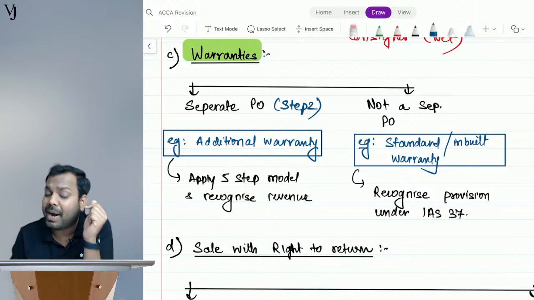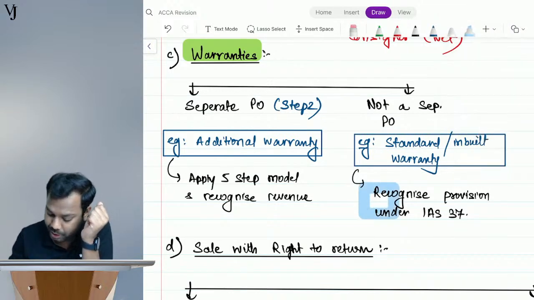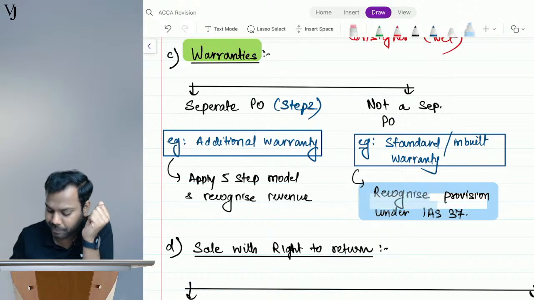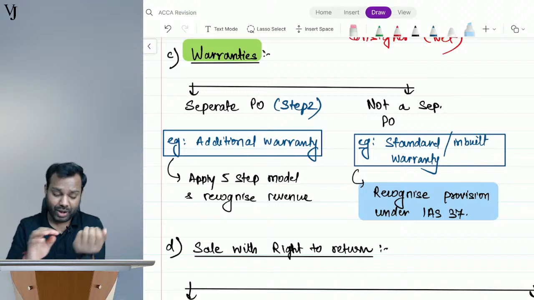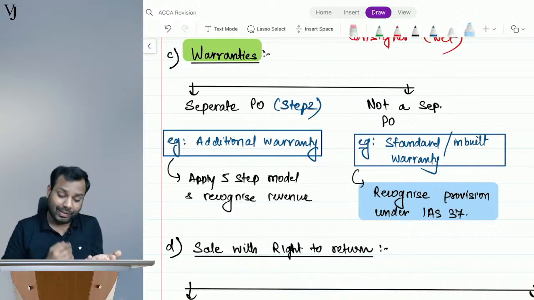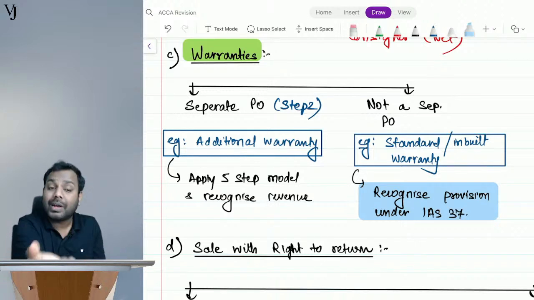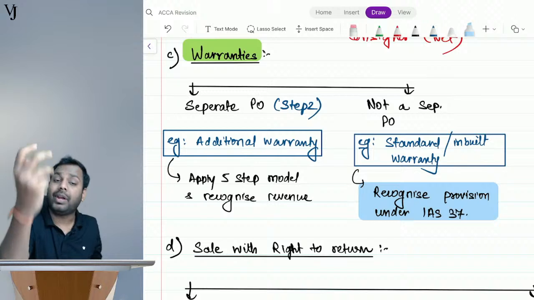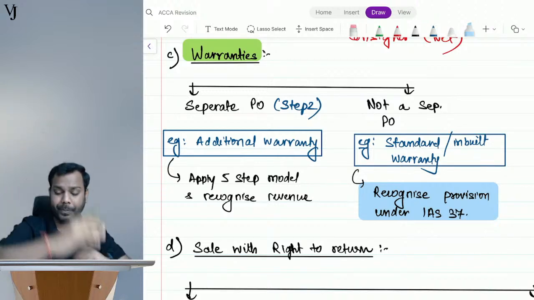But if it is not a separate performance obligation, then what you have to do is recognize a provision under IAS 37. Understand, guys? Whenever it's a separate performance obligation, it means you will receive something for this from the customer. So there is a cost and there is a revenue. So recognize revenue and cost separately.